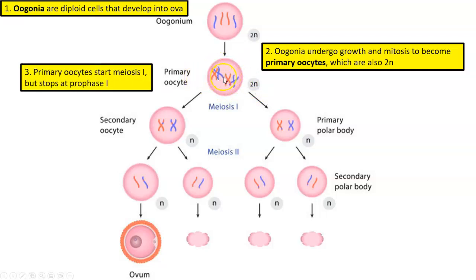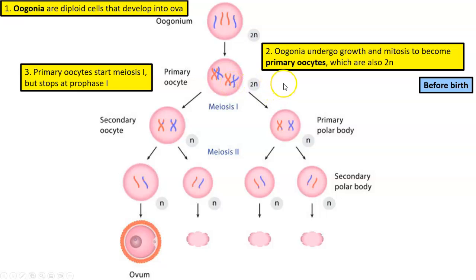Here we can see that meiosis 1 is beginning. So primary oocytes, this cell here, will start meiosis 1, but interestingly it will stop at prophase 1. At this point we can see that the homologous chromosomes are crossing over here and here. Remember, the exact point of crossing over is known as chiasma. Now, this all occurs before birth in females.